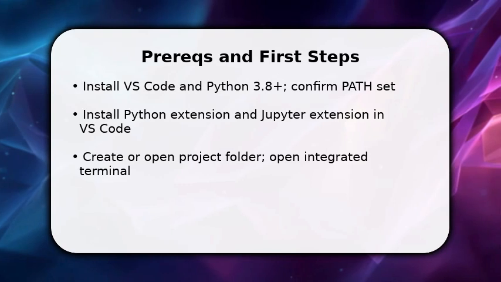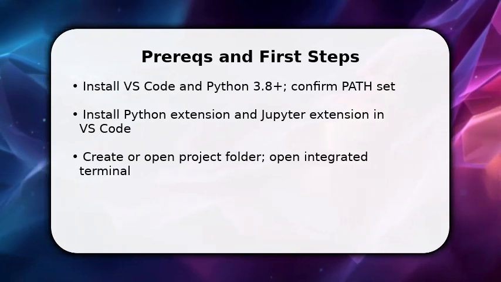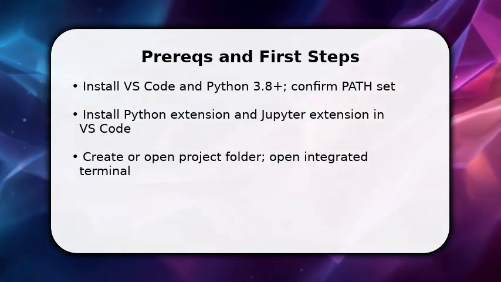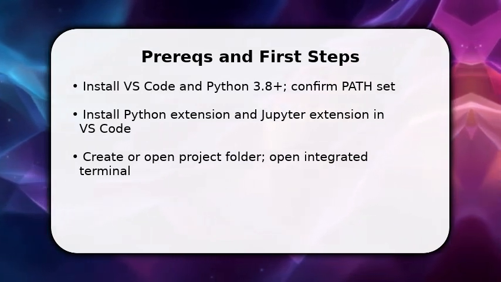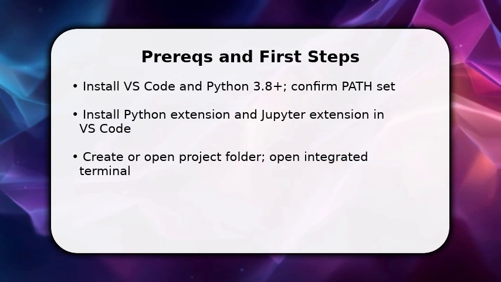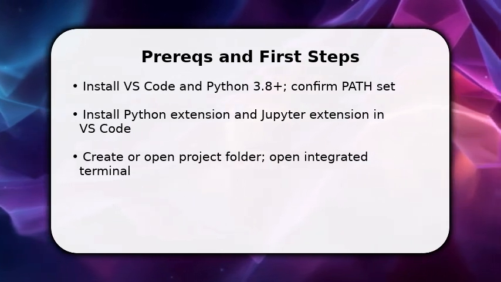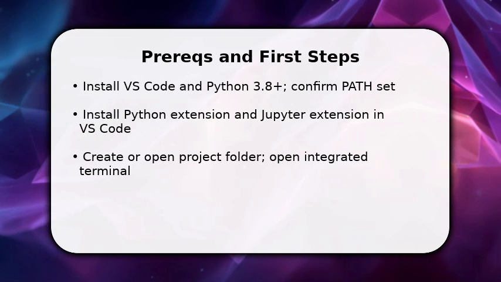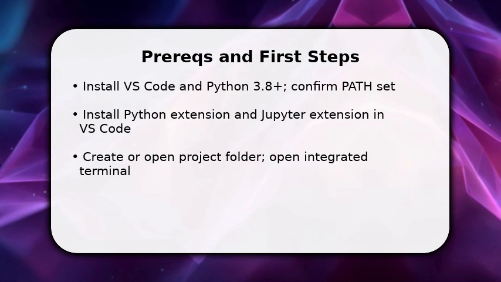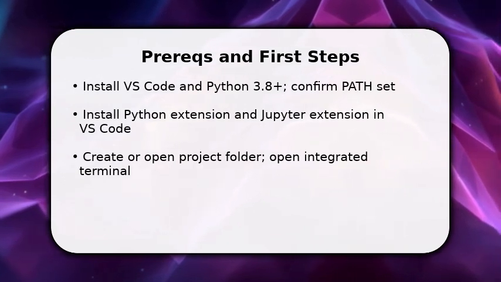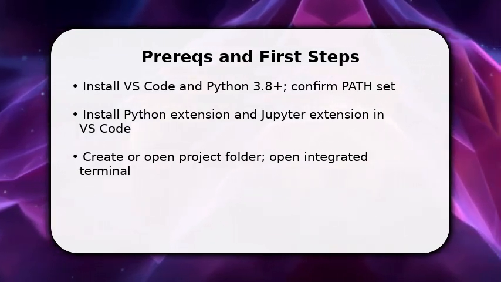You start by confirming essentials. VSCode installed, Python 3.8 or newer available, and the Python and Jupyter extensions enabled. Once done, open your project folder in VSCode and use the integrated terminal to verify Python version and pip list. Make sure your desired interpreter appears in the status bar. If not, select it via command palette.